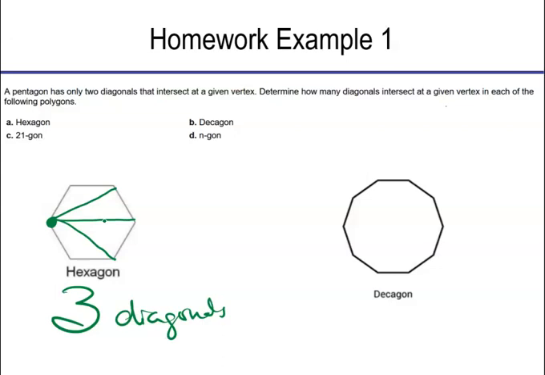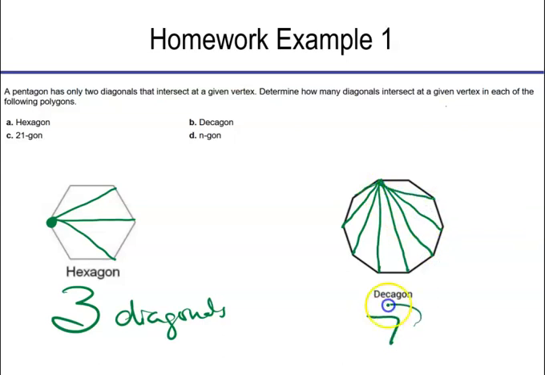So let's look at a decagon. A decagon, remember, has 10 sides. And so when I draw, I can't draw there, but that's 1, 2, 3, 4, 5, 6, 7. So think about a pattern for that. A decagon is going to have 7 diagonals from each vertex. Okay? So maybe that'll help you do the other 2 when you do those in the homework.